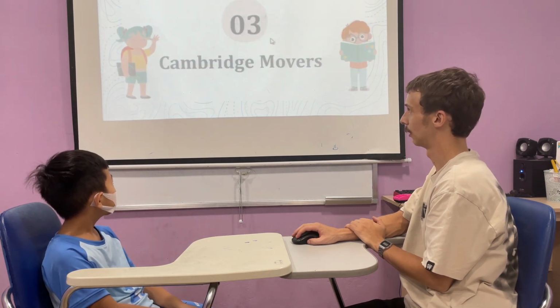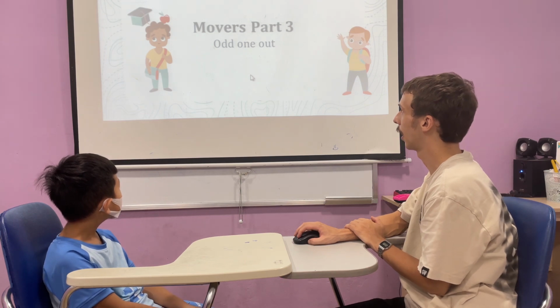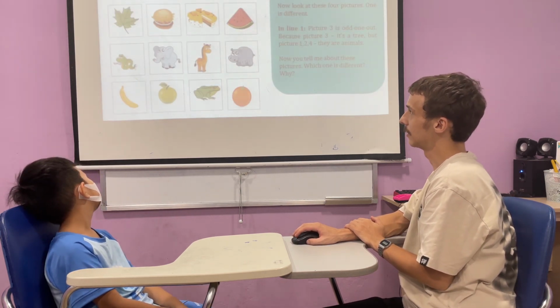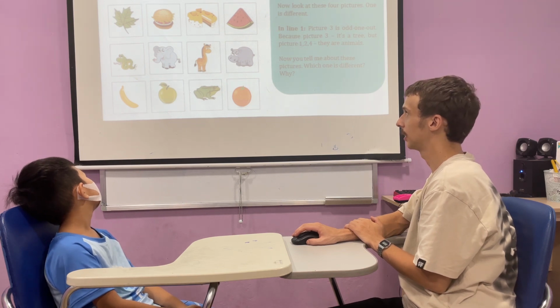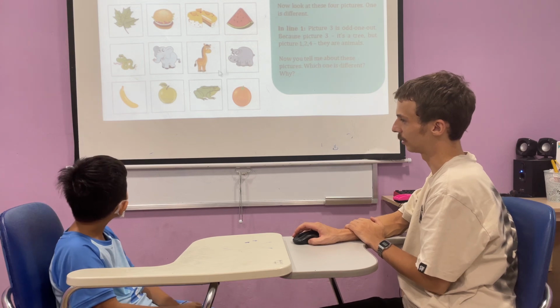Okay. Now, moving on, we're going to look at some pictures and find the odd one out. This first line, we have 4 pictures. This tree is the odd one out because these are all animals. Now, these lines here, what's the odd one out?